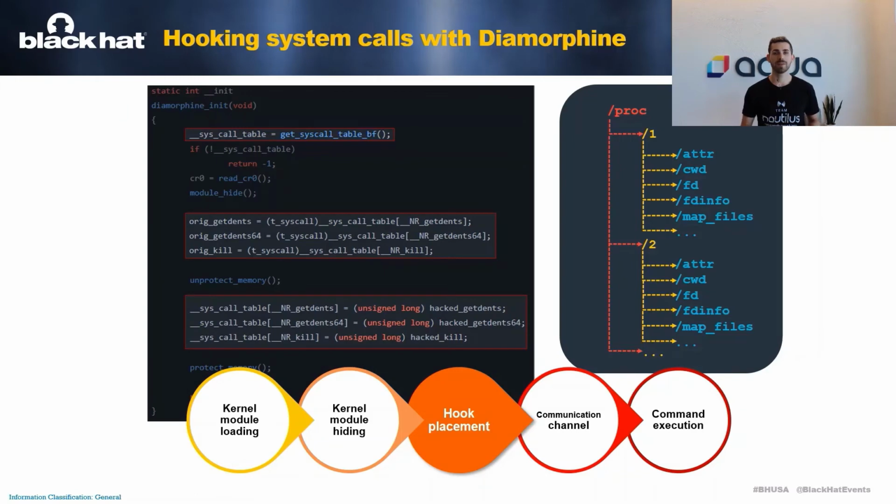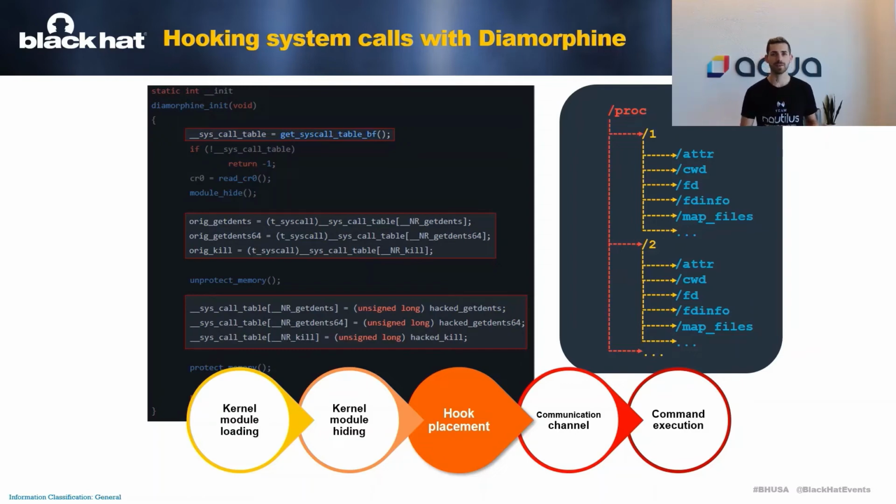For example, we have the Diamorphine rootkit. Diamorphine is a very popular open source rootkit. One of its functionalities is to hide processes from listing utilities like ps. These utilities most of the time iterate over the proc file system. So by removing the entry of a directory inside the proc file system, we can remove a process from the listing.